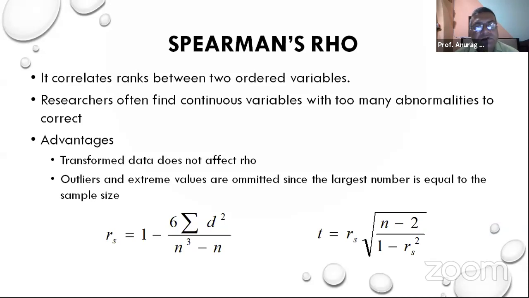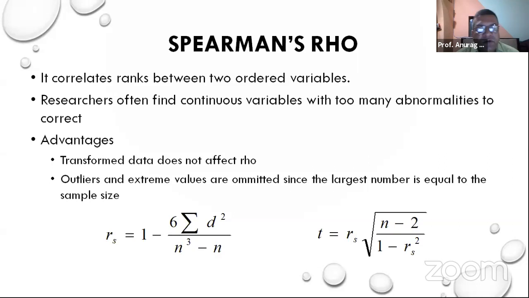Now this is something that you must have read in your research methodology or quantitative techniques courses in your MBA or MA or MSc, whatever you have done. Spearman's rho. It is basically called the rank correlation. So it correlates ranks between two ordered variables. Researchers often find continuous variables with too many abnormalities. And the benefit of this is that even if you transform the data, it will not affect the rho.